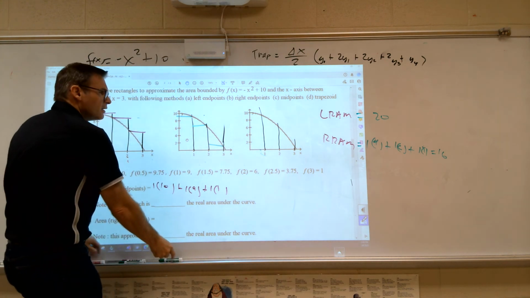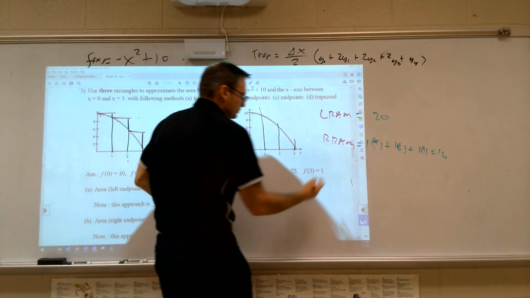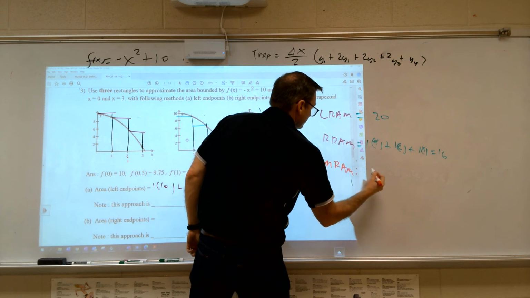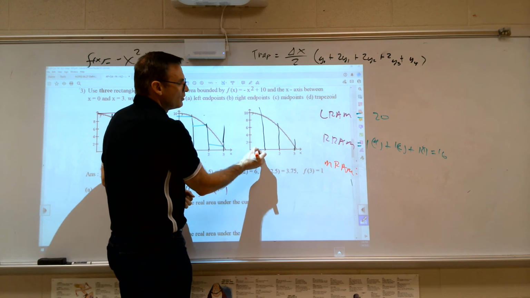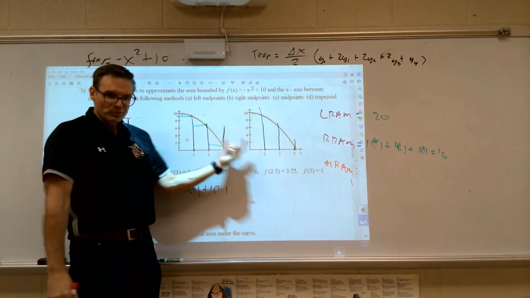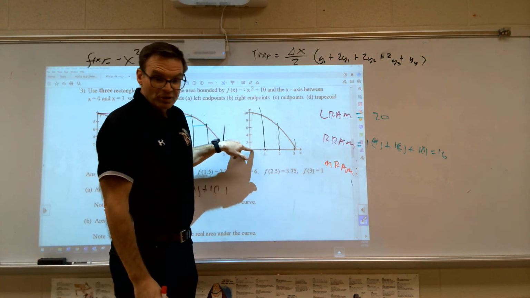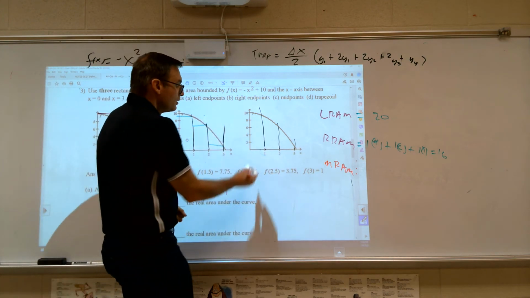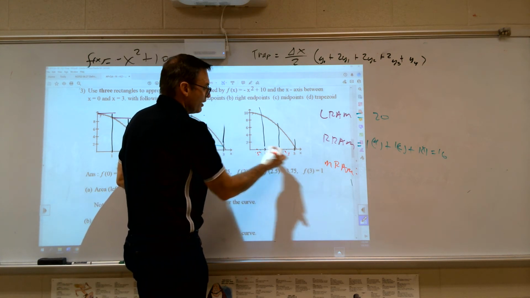And the next part is I want to do MRAM. And so now, when you get your height from the middle, your base is still 1, right? In all 3 of these examples, your base of each rectangle is 1. What changes is where you get your height. And so you get your height from the left side or the right side, but now with MRAM, I'm going to get my height from the middle, which means I need to plug a 0.5 in, I need to plug a 1.5 in, I need to plug a 2.5 in.